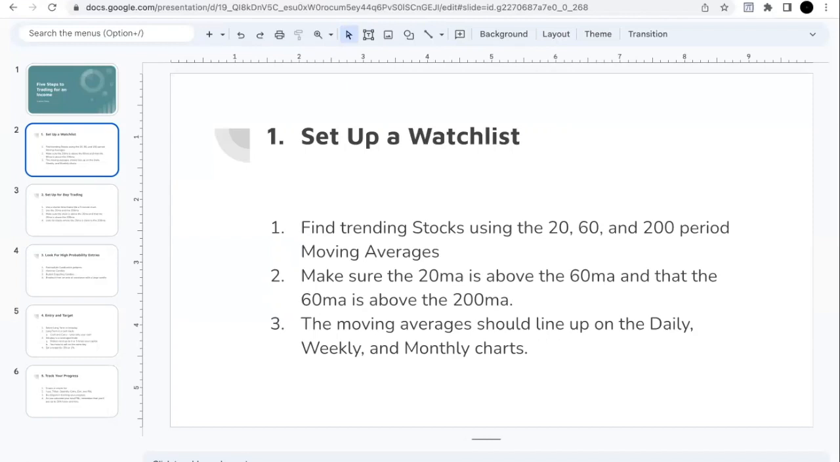We want to make sure that the 20 period moving average is above the 60 period moving average, and that the 60 period moving average is above the 200 period moving average. So the 20, 60, and the 200 should be in that order. Now, what we want to do is find that order in 3 different types of charts: the daily chart, weekly chart, and the monthly chart. Okay, so we're going to look at some examples.